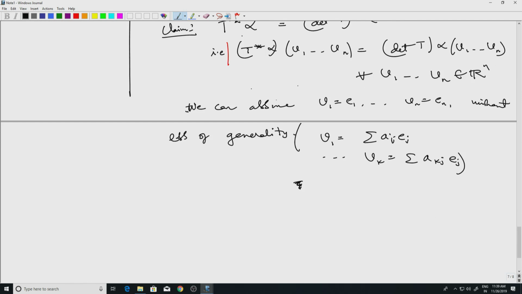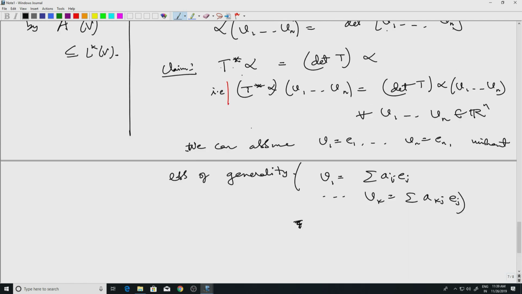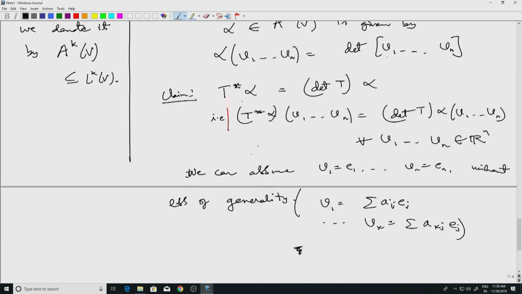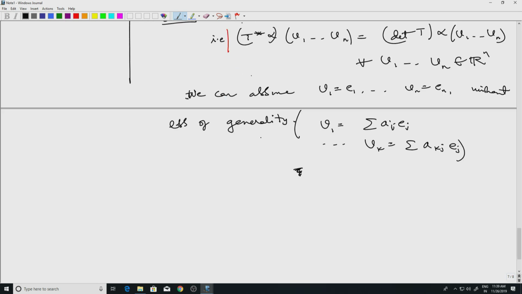So here the claim was that when I take the tensor given by the determinant, then the pullback under a linear transformation gives back the same tensor, except that it will be multiplied by the constant det T. And I was in the process of proving this. So let me resume with that.